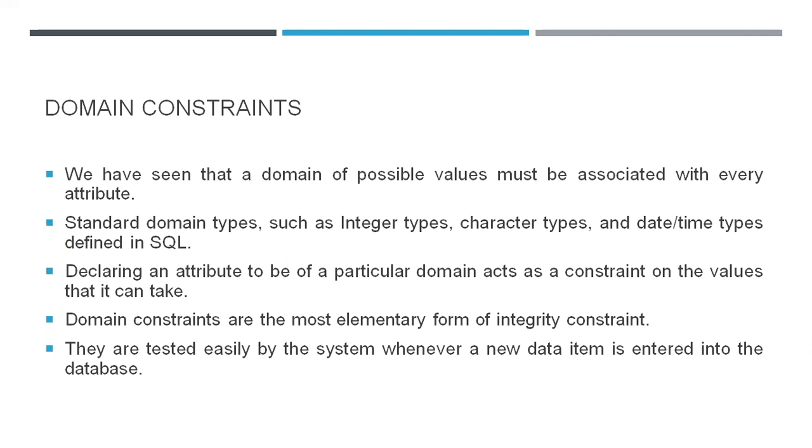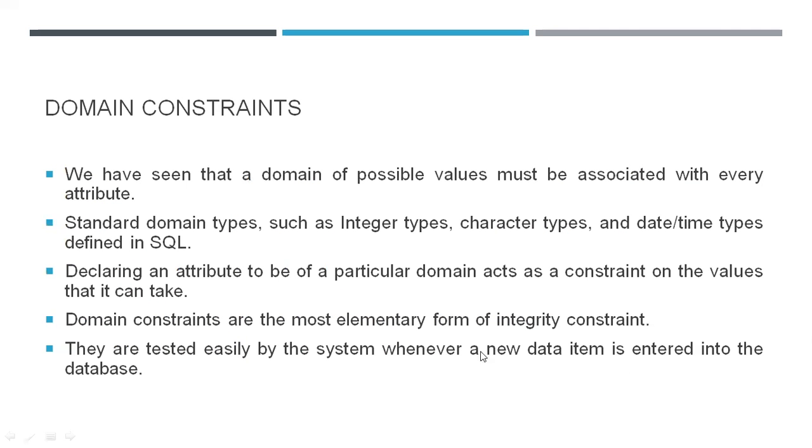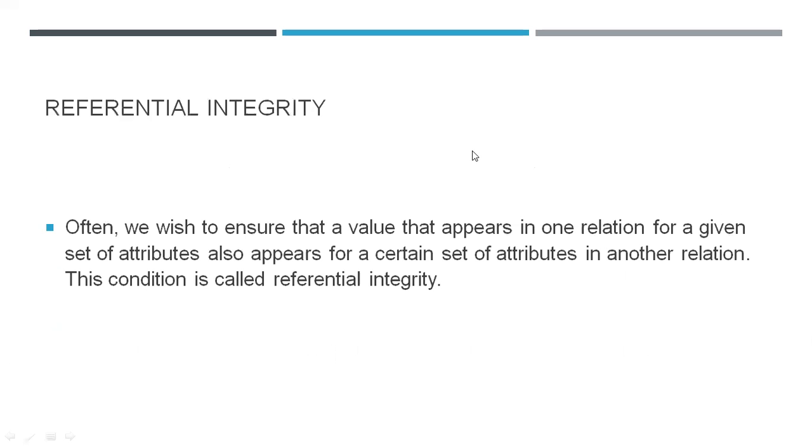Domain constraints are the most elementary form of integrity constraint. They are tested easily by the system whenever a new data item is entered into the database. There is no need of an arbitrary predicate. The system can directly detect whether the data entered is of the correct domain or not.